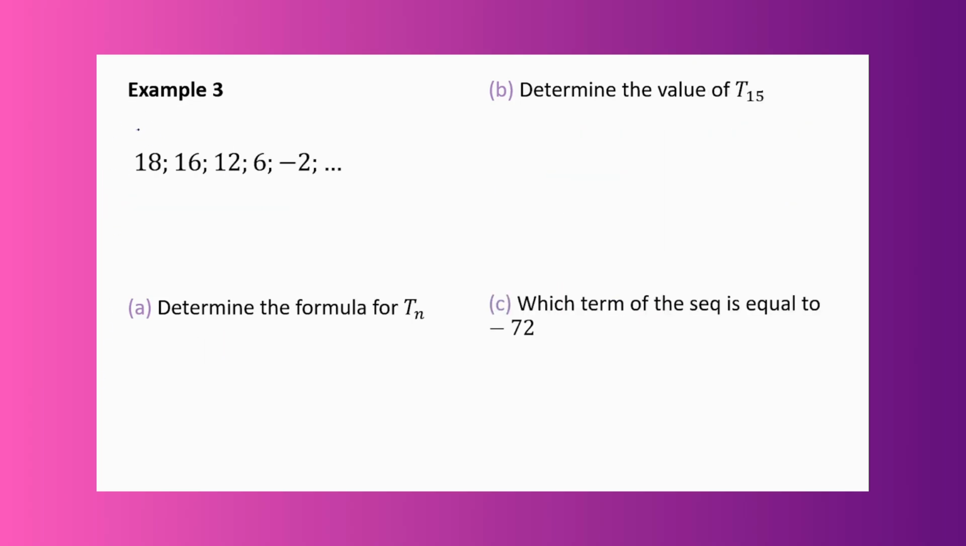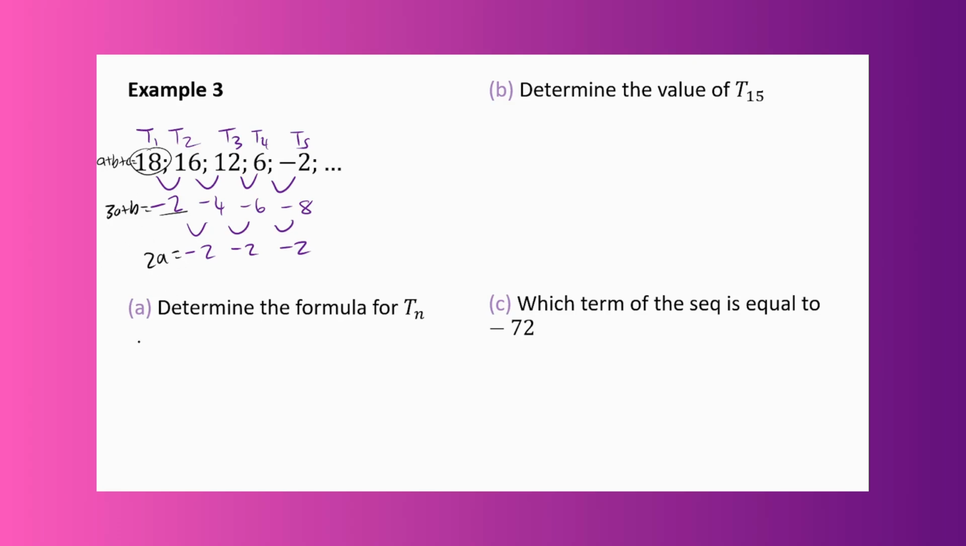Okay, let's look at another example. Start off by finding your first differences and then your second differences. Then we know 2a is equal to -2. 3a plus b is equal to this -2. And a plus b plus c is equal to 18.